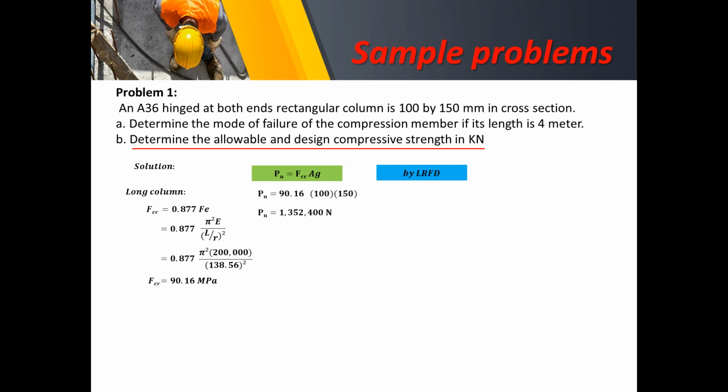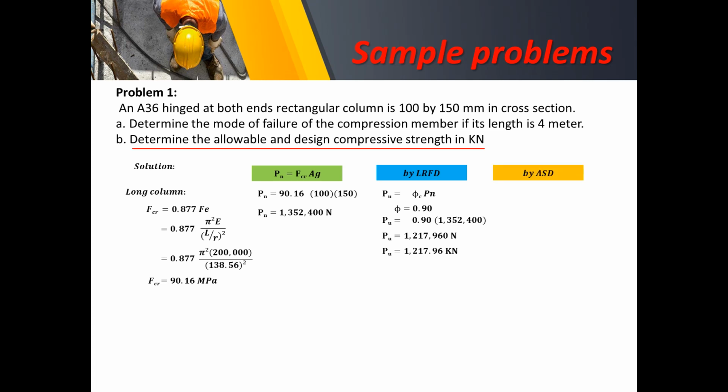Now by LRFD, we'll just have to multiply that Pn to your reduction factor, equal to 0.9. Okay, so therefore, the design strength will be equal to 1,217,960 newtons, or that is equal to 1,217.96 kilonewtons.